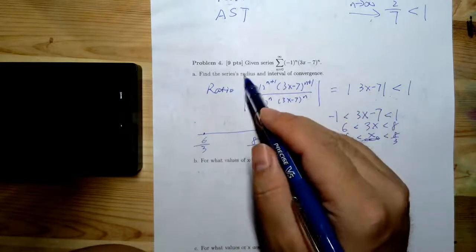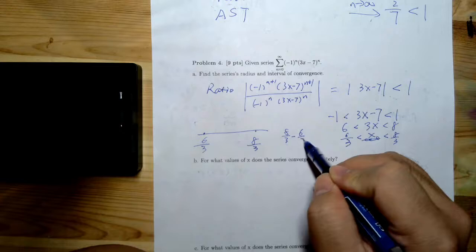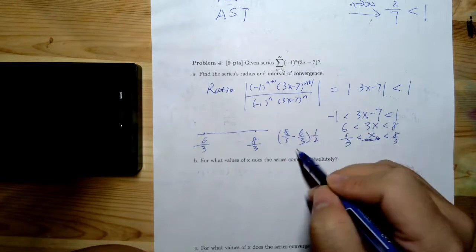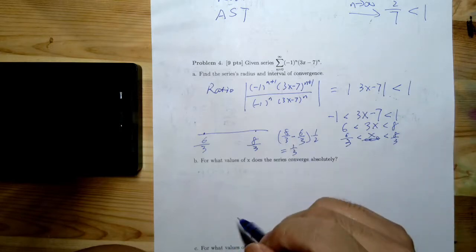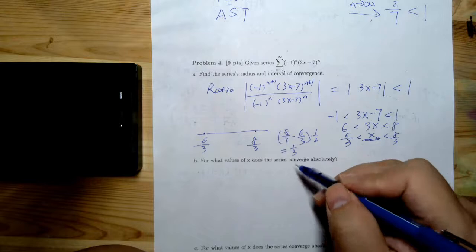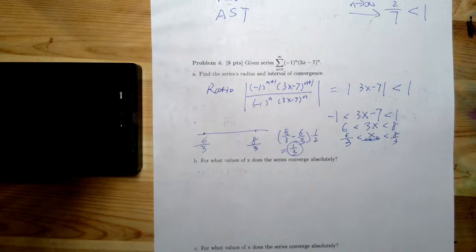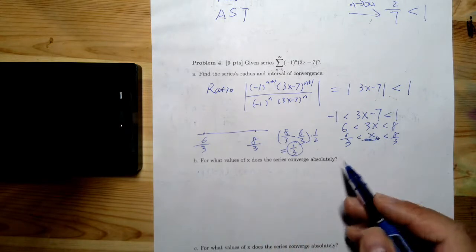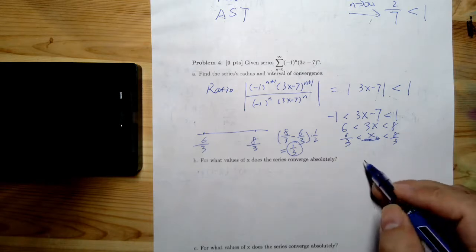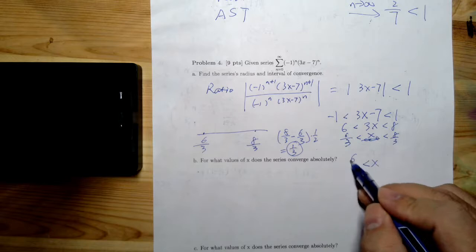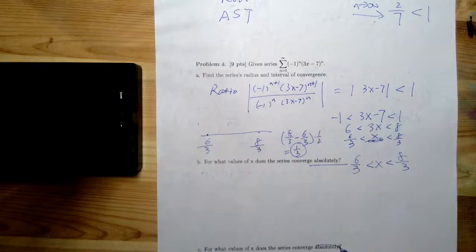And of course, the radius of convergence is going to be 8 over 3 minus 6 over 3, and then half it, right? So it turns out it's going to be 1 over 3, okay? 1 over 3. So that is the radius of convergence. Then for what values of x does it converge absolutely? For sure, we know that based on the ratio test, when x is greater than this and less than this, it converges absolutely.